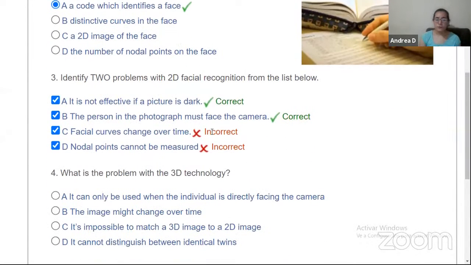Okay, so we have the fourth one. Maybe Freddie, could you please read that question? So I'll read it. What is the problem with the 3D technology? It can only be used when the individual is directly facing the camera. The image may change over time. It's impossible to match a 3D to a 2D image or identical twins. So what would you say?